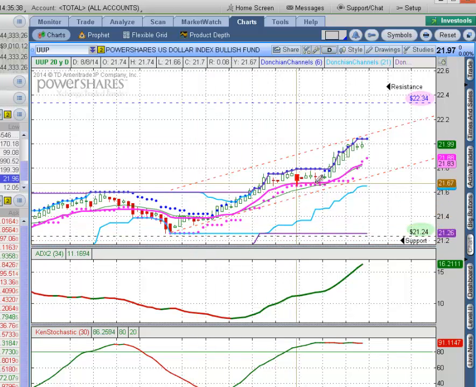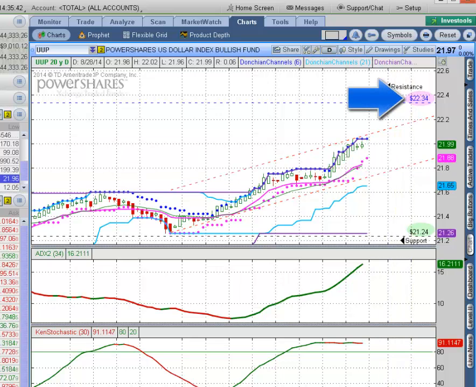The US dollar closed at break even. Price remains in a short-term uptrend channel. Resistance is at 22.34 and support is at 21.24 as seen by the green oval.